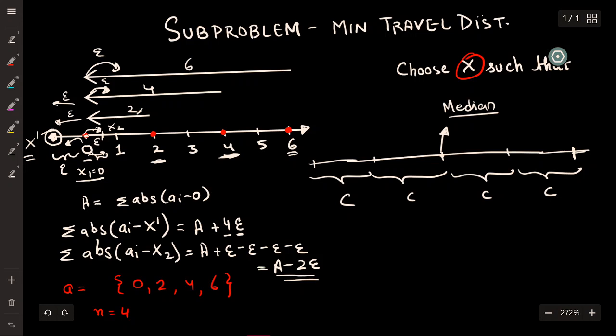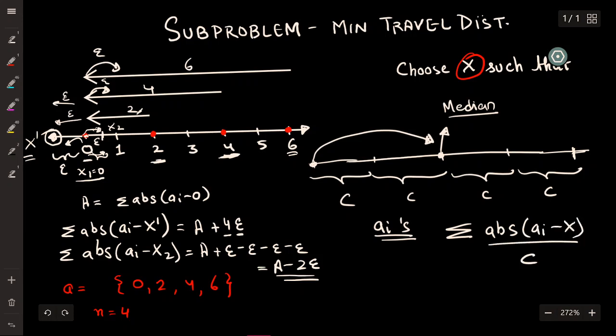And the number of moves that I have to do to send these points to this point is, suppose all of these points' x coordinates are ai's, then the answer is the summation of absolute values of (ai minus x) by c. And we don't have to worry about dealing with fractional values when dividing by c, because since ai and x have the same modulo c, ai minus x will always be divisible by c, because x is chosen as the median point of all of these points.